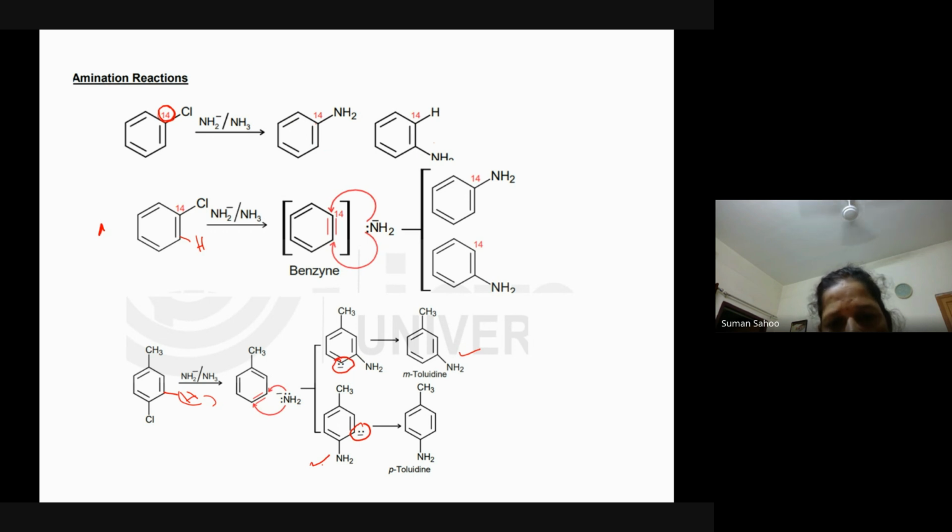In this case, as it is an electron donating group, mostly the inductive effect will come into play, because this negative charge does not take part in delocalization. So only the inductive effect will take the final decision. As we have an electron donating group, this one will be less stable as compared to this one. So metatoluidine would be the preferred product as compared to paratoluidine.